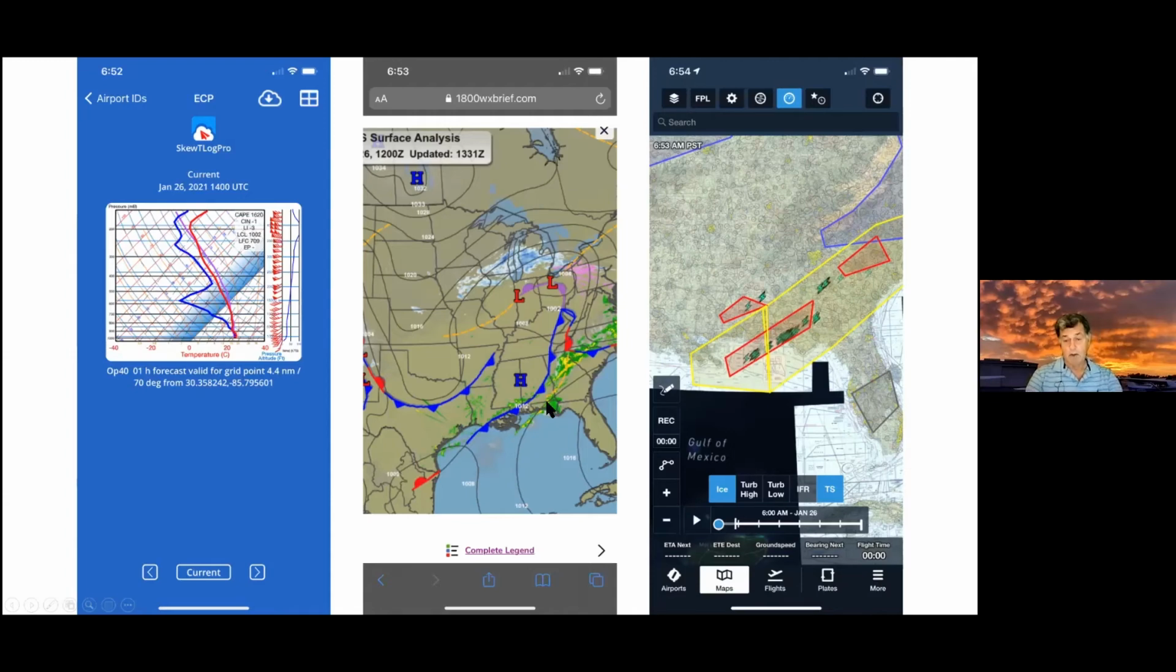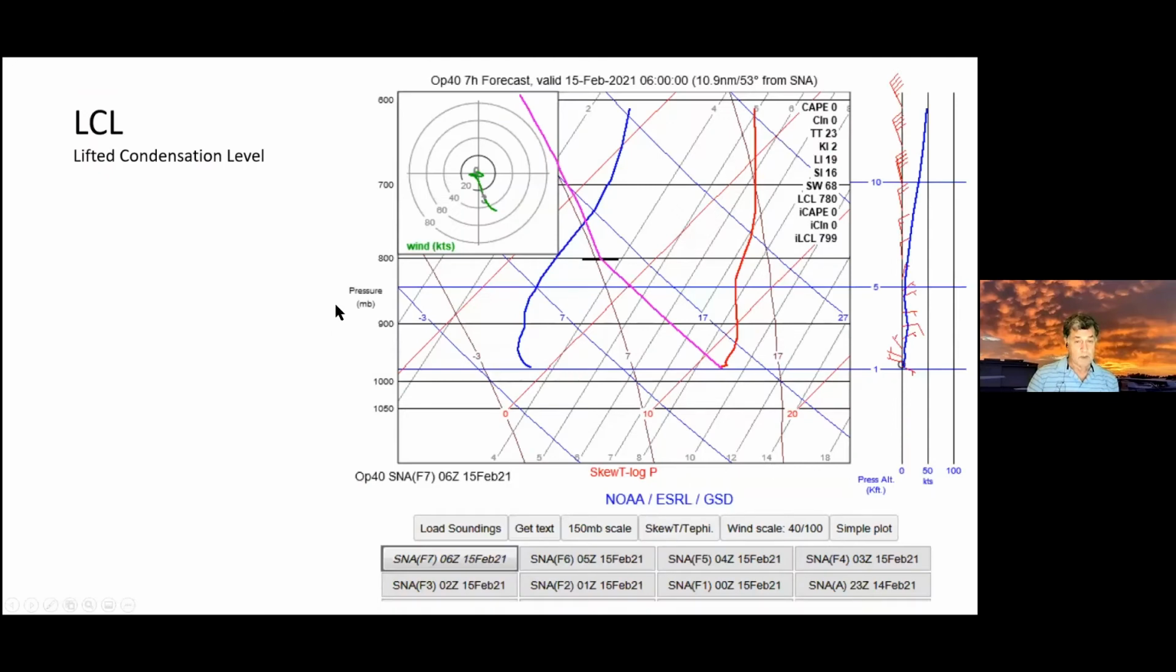So I pulled all of this data at the same time. And just by knowing whether or not I had a lifting action and moisture and looking at this SkewT chart, I could immediately tell that we're likely to have thunderstorms. So that's an area I probably wouldn't want to fly in, right? So that's kind of a cool use of that chart.